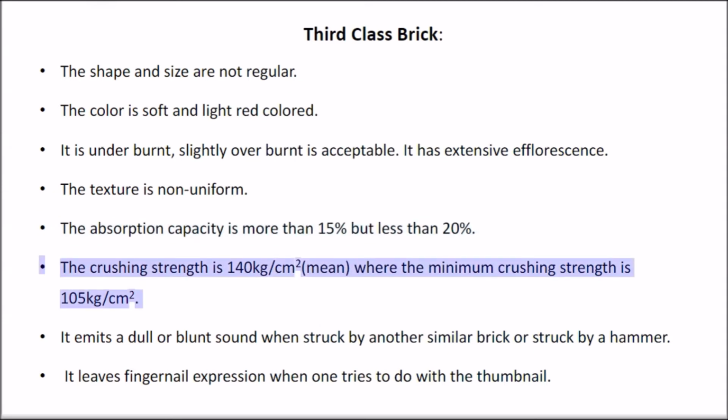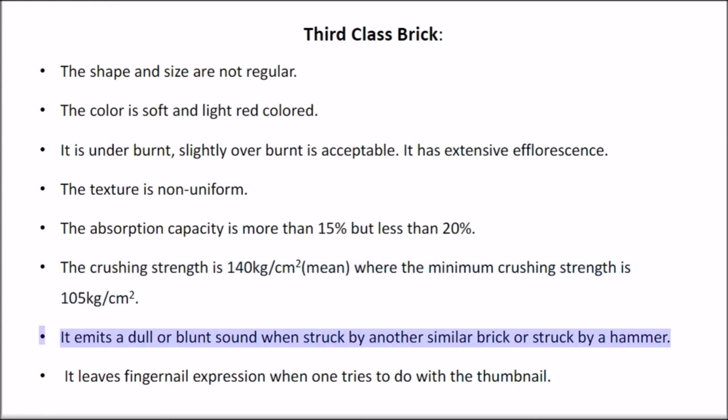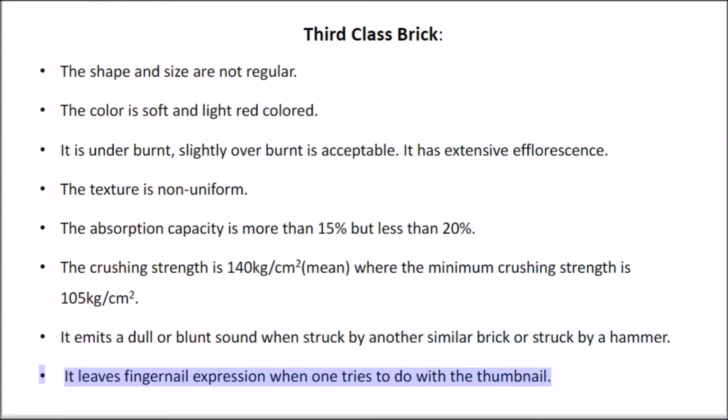The crushing strength is 140 kg/cm2 mean, where the minimum crushing strength is 105 kg/cm2. It emits a dull or blunt sound when struck by another similar brick or struck by a hammer. It leaves a fingernail impression when one tries to do so with the thumbnail.